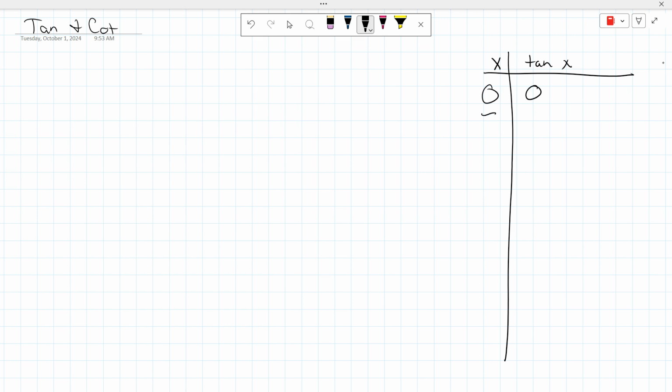Then let's go to pi over, let's just go pi over 4. It'll be easier that way. Pi over 4, what's tangent? 1. Pi over 2, what's the tangent? What's 1 divided by 0? Undefined. 3 pi over 4, what's the tangent?